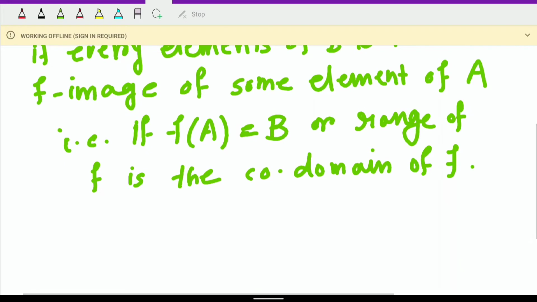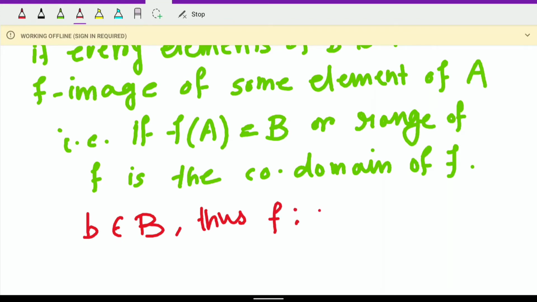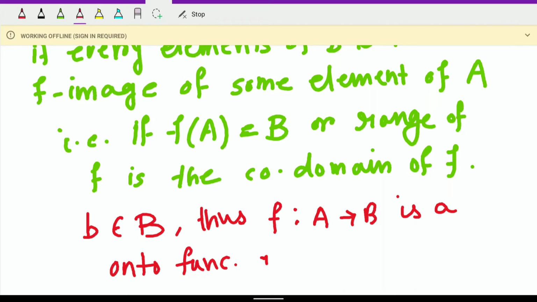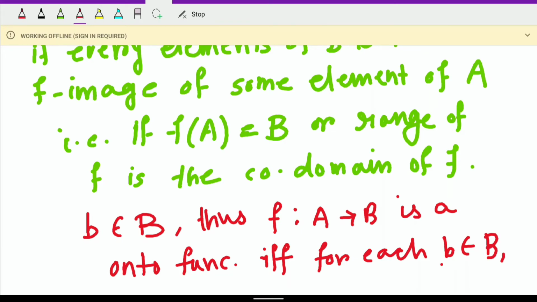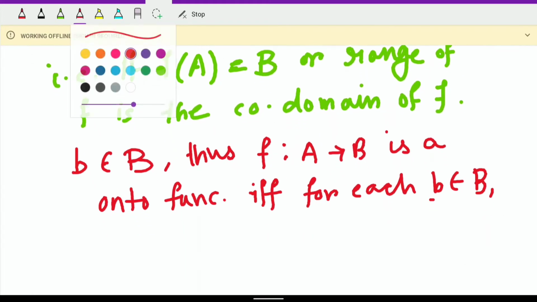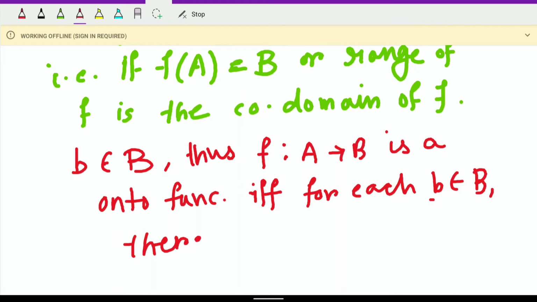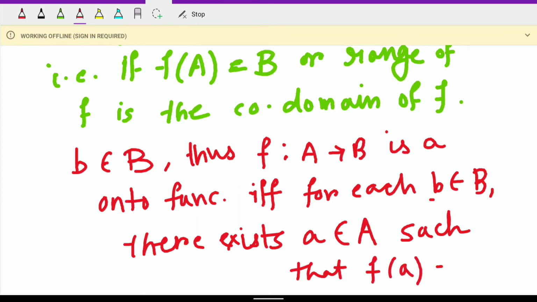That means if you assume an element b that belongs to the capital B set, we conclude that f maps A to B is a surjection or onto function if and only if, IFF, for each b belongs to capital B, where small b is an element of the capital B set, there exists a, an element of capital A set, such that f of a equals b.